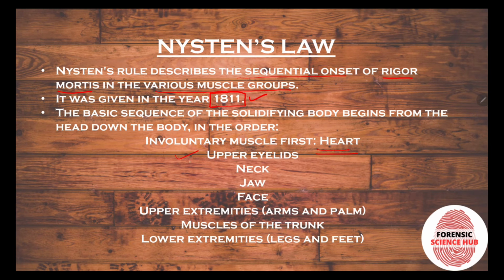Then the rigor mortis comes in the upper eyelids, then in the neck, then in the jaw, then in the entire face. Then it comes to the upper extremities, which is going to include the arms and the palm of the person. Then the rigor mortis reaches the muscles of the trunk. The trunk area starts to become stiff, and at the end the rigor mortis reaches the lower extremities, that is the legs and the feet. So basically Nysten's law is telling us a sequence for the onset of rigor mortis in the dead body, and this is the sequence, and this was the year when this law was developed.